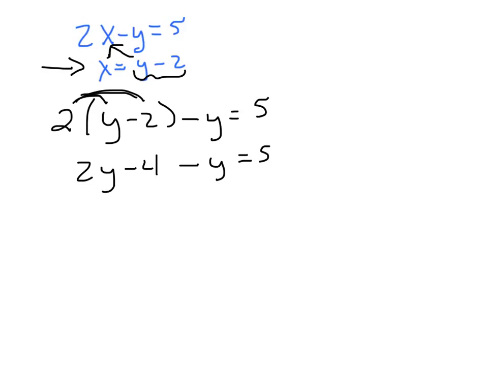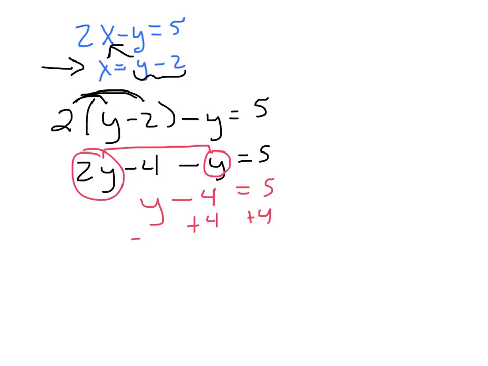Now I'm going to combine like terms. 2y and negative y combine to give me y. You have done nothing with the negative 4. Remember, you've only combined like terms, 2y and negative y, on the same side. Then I'm going to add a 4 to both sides, and I end up getting y is equal to 9. Now, again, I'm going to plug in to one of my equations.